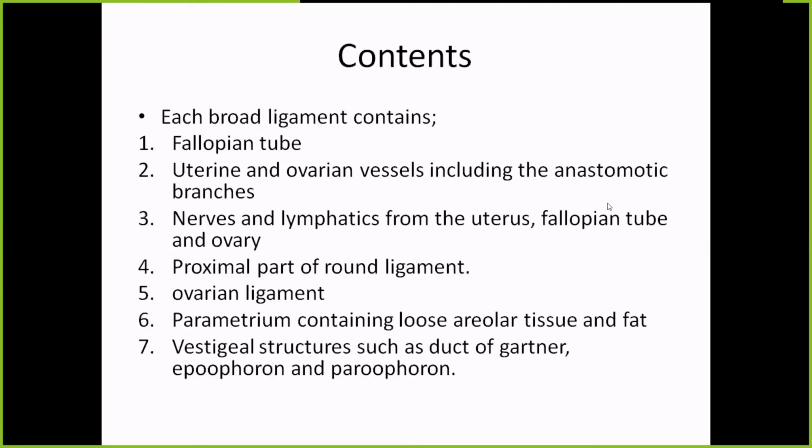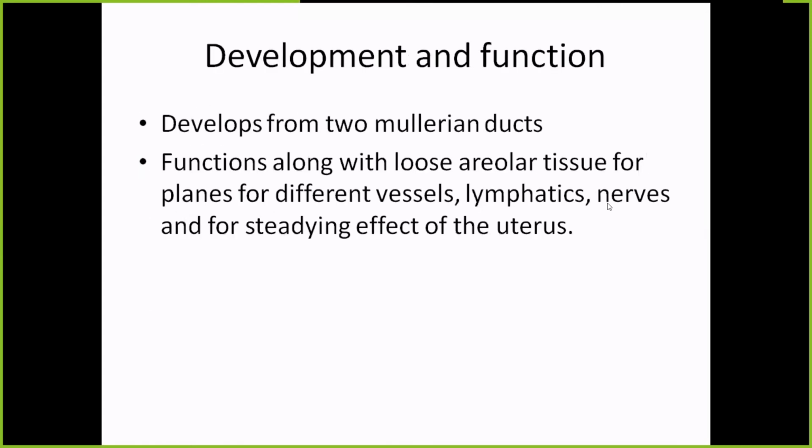So what are the contents of the broad ligament? What is there? The fallopian tube, ovarian ligament, round ligament, and what else? Uterine and ovarian vessels, nerves, and lymphatics of the uterus, fallopian tube, and ovary. So these are the contents of the broad ligament. Developmentally, it is developed from the two Mmüllerian ducts. It basically forms the planes for the different vessels, lymphatics, and nerves, and it is also one of the supporting structures of the uterus.